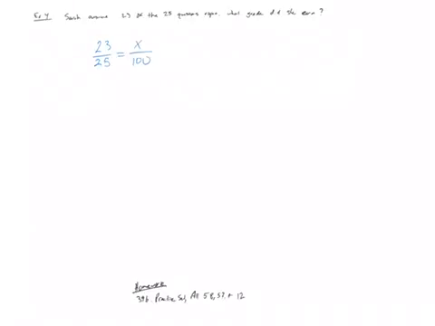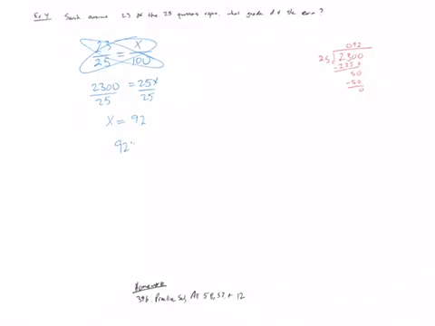So I will cross multiply. It's going to be 2300 equal to 25x. Divide by 25. You get x is equal to 92. So she would have gotten a 92%.